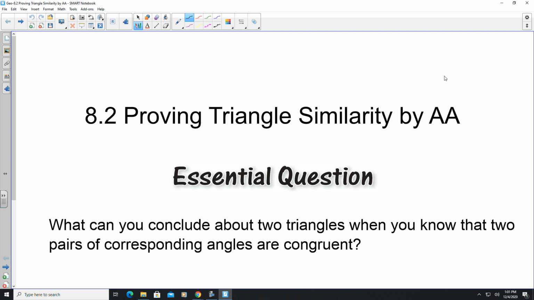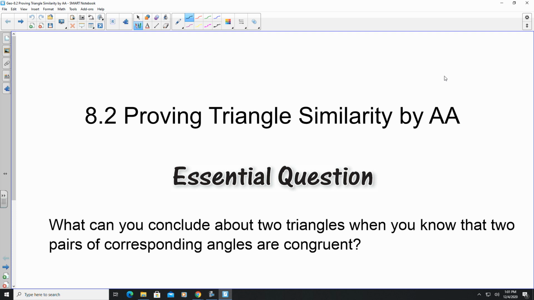Welcome to the video. In this lesson, we're looking at section 8.2, where we're going to be proving triangles that are similar by what is called angle-angle.